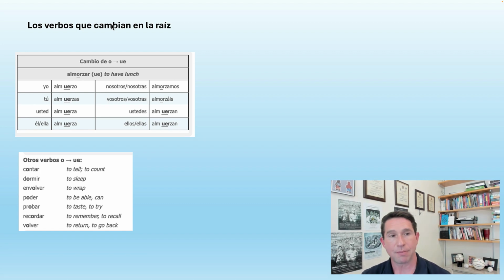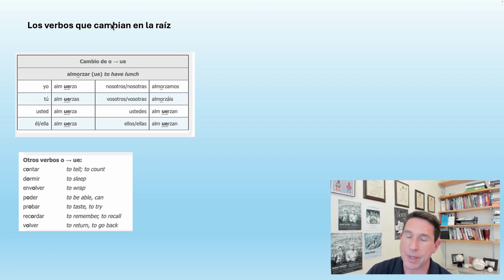So you notice, same thing, it changes in all of the categories like a little boot, but it does not change in almorzamos y almorzáis, right? Some other O to UE verbs. Contar. Dormir is one that you're going to use all the time. Envolver. Not sure why they have that one in there. To wrap, as in wrap something up, not as in to sing rap, right?